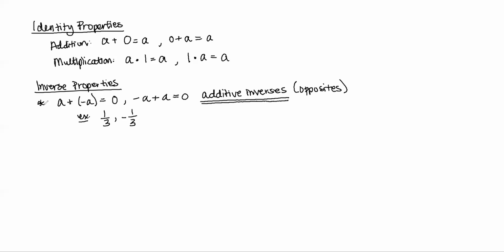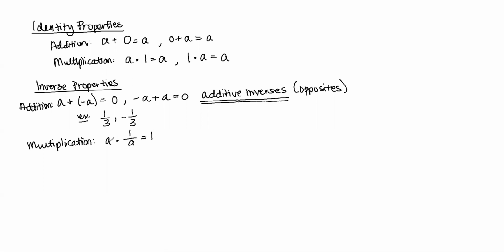So that's for addition. Let me go ahead and actually add that in there so that you have it. For multiplication, this one tells us what we can multiply two things together and get 1. So this is again one we've seen before. This tells us if we have A times 1/A, so a number times its reciprocal, we get 1.